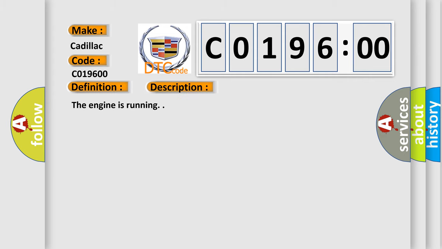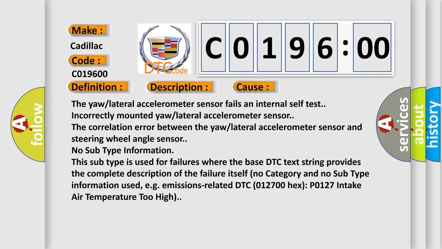The engine is running. This diagnostic error occurs most often in these cases. The yaw lateral accelerometer sensor fails an internal self-test. Incorrectly mounted yaw lateral accelerometer sensor. The correlation error between the yaw lateral accelerometer sensor and steering wheel angle sensor.